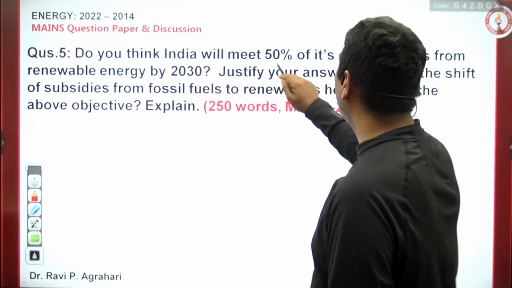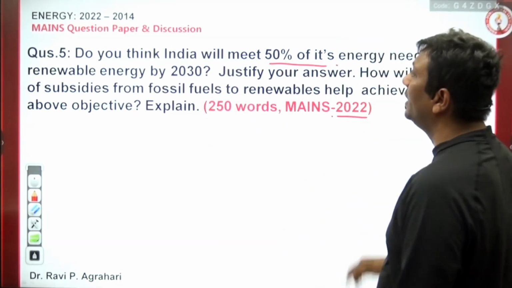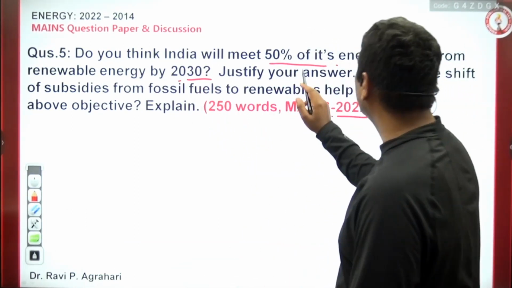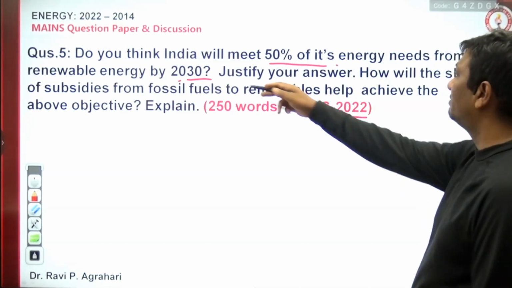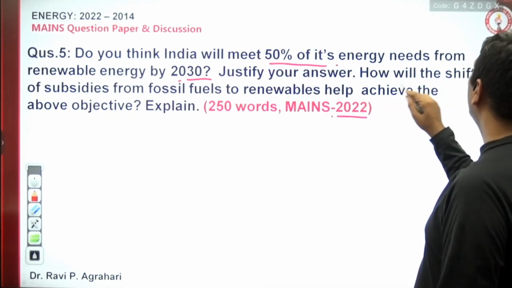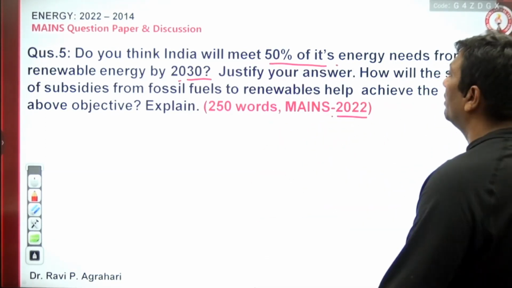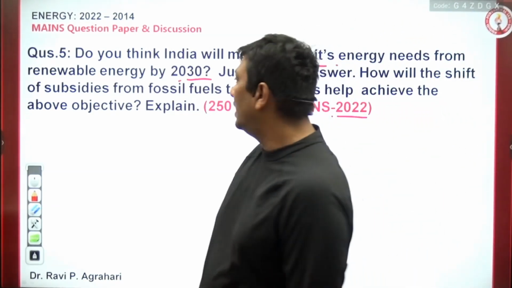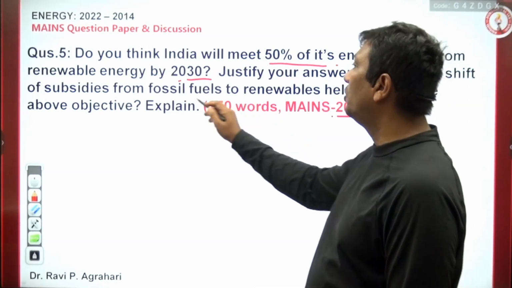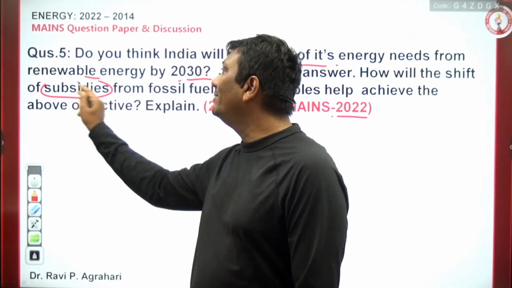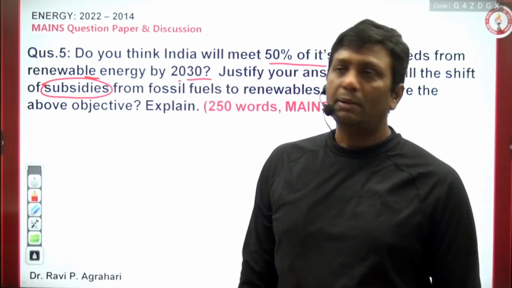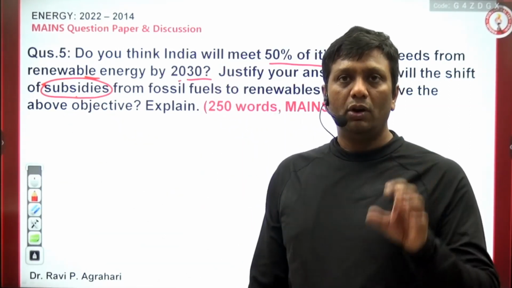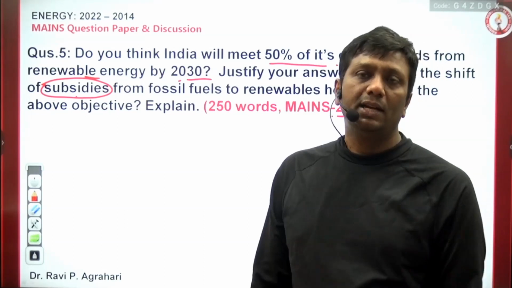Do you think India will meet 50% of its energy needs from renewable energy by 2030? That is the one part. Second, justify your answer. How will the shift of subsidies from fossil fuel to renewable help achieve the above objective? Explain. See guys, actually this question you can connect with subsidies, which means economy also. Some economic dimensions you can also connect here, and you know very well economy is also under GS paper 3 with science and technology.